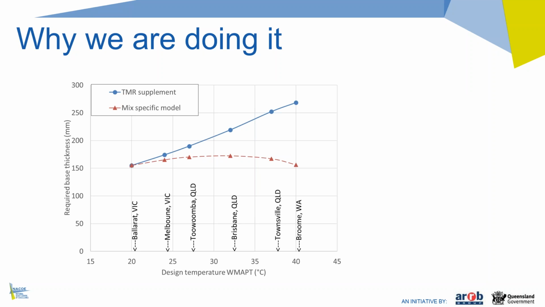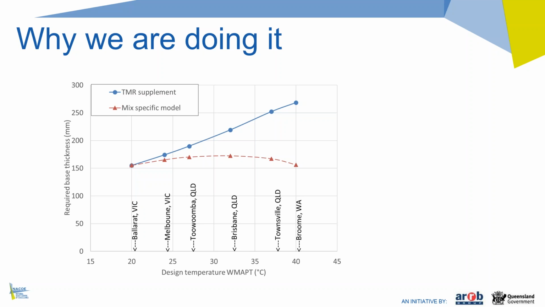Why we're doing it? So we're not going blind here. We have tested mixes for both modulus and fatigue here in Queensland, and the whole reason why this project was originally started is represented by the line shown on this slide. So what this graph shows you is the required thickness of an asphalt pavement, and I can't remember the exact configuration, but it is an asphalt pavement designed for the same traffic conditions, for different places, so over different temperatures.